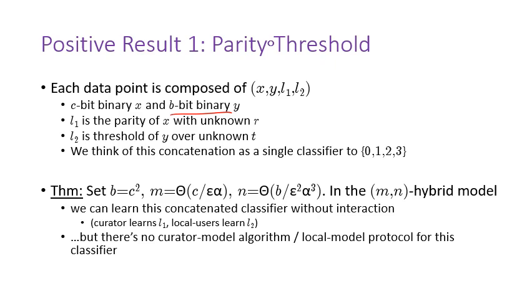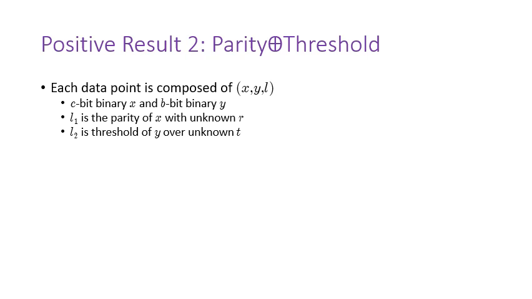Okay, this is an easy result. Let's talk about our second example in which we XOR a parity and a threshold. Again, each example is composed of two feature vectors, a C-bit long x and a B-bit long y. Again, we have a parity with some unknown r and a threshold for some unknown threshold t. But the actual label given here is the XOR of this parity and threshold.